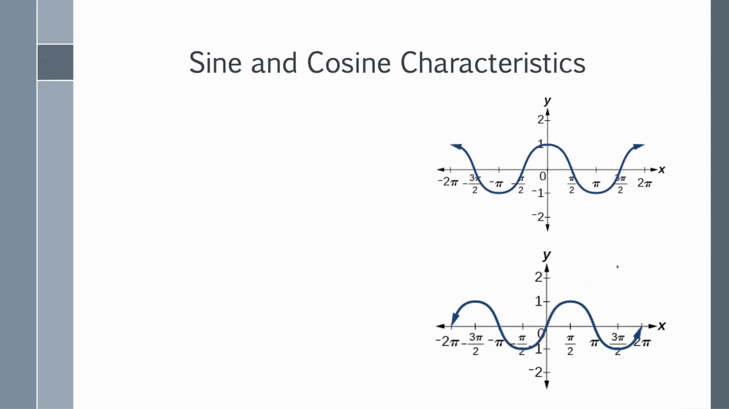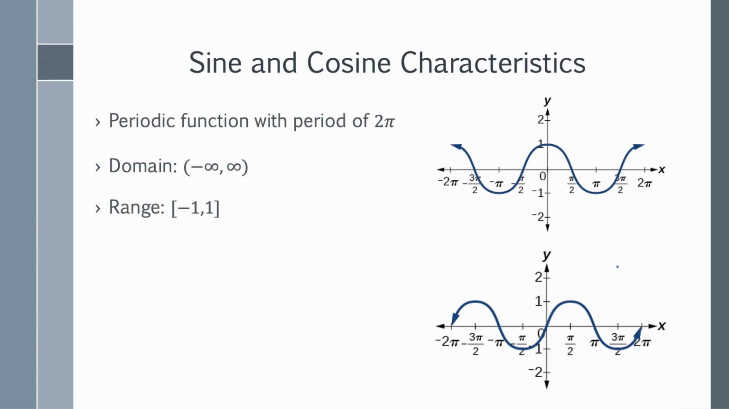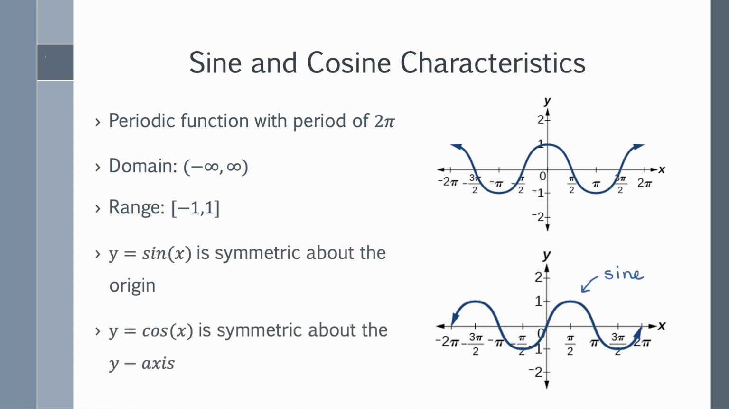Sine and cosine also share many characteristics. They are both periodic with a period of 2 pi, have a domain of negative infinity to infinity and a range of negative 1 to 1. However, they differ in symmetry. Sine of x is symmetric about the origin, which is this graph here, and cosine of x is symmetric about the y-axis, this graph here.